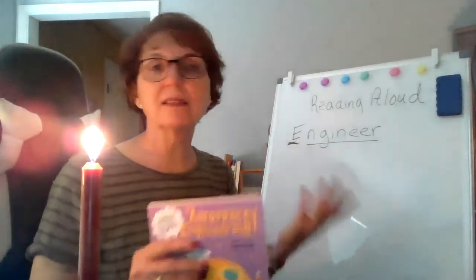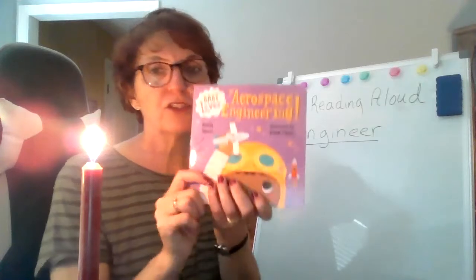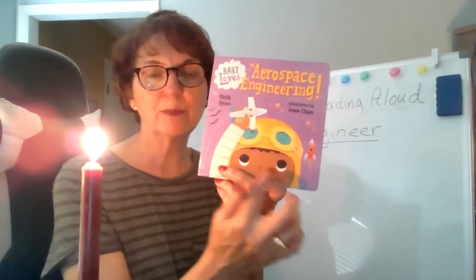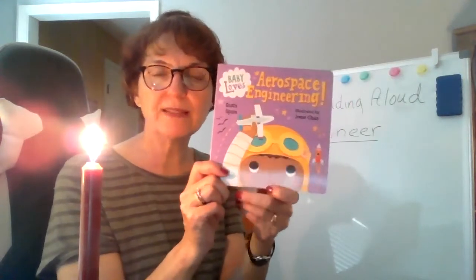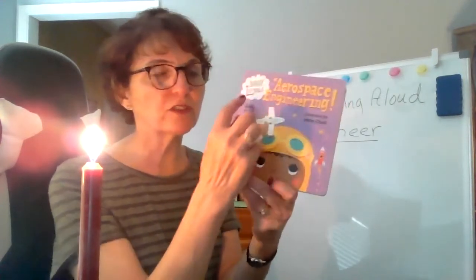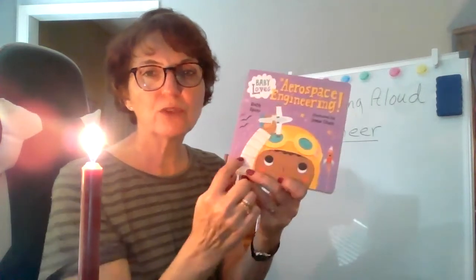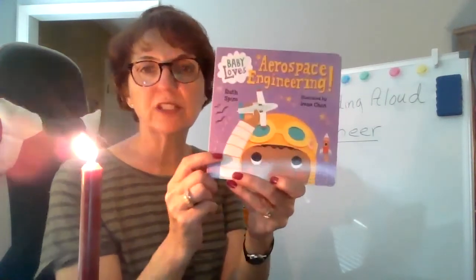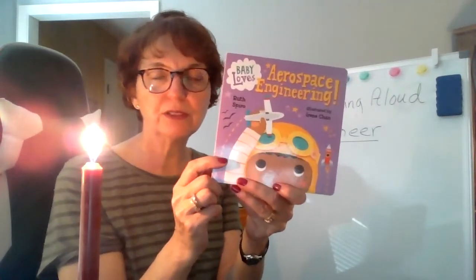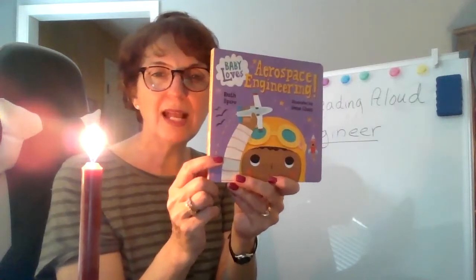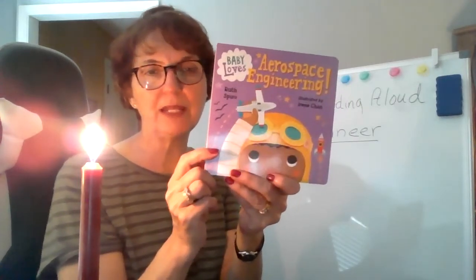Now there's lots of kinds of engineers. And today we're going to read about an aerospace engineer. So let's take a look at the front cover of this book. Now I already told you that it's about aerospace engineering. Now those are two pretty big words, aerospace and engineering. So take a look at this picture. This picture is going to give you some clues about what kind of engineer this might be.